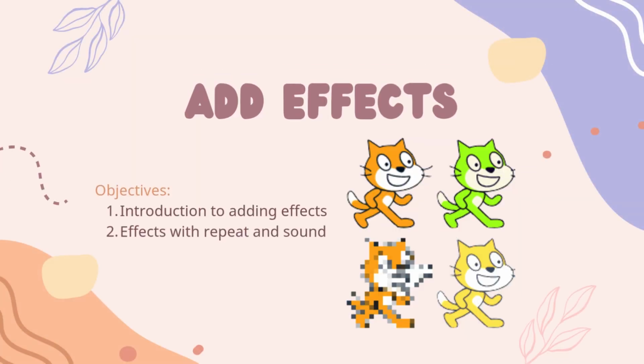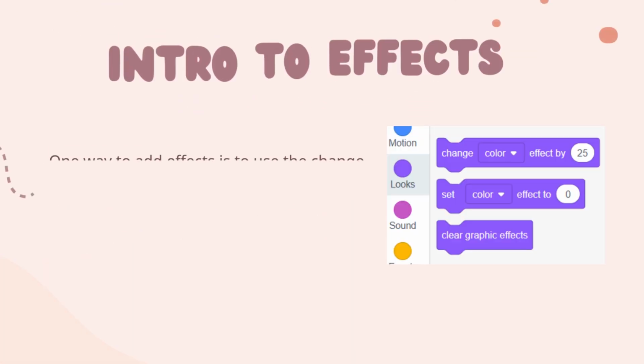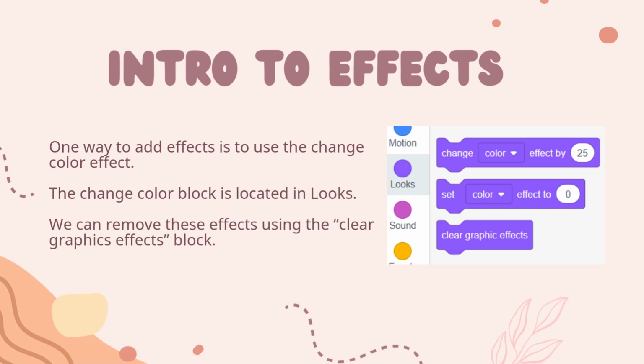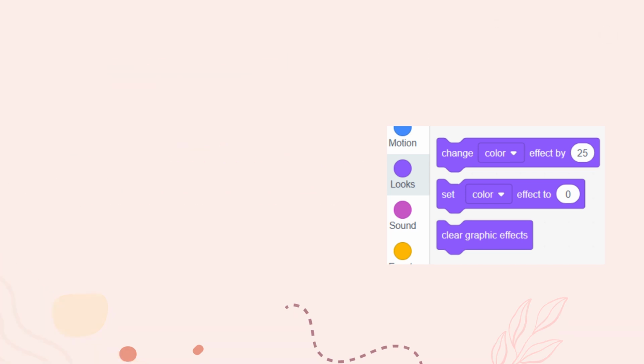Now, we're going to try an experiment with the effects of Scratch. In this, we will learn how to add effects, how to have them repeat or last longer, and how to add sounds to our effects. One way to add effects is to change colors. The Change Color block is located in Looks. We can change colors or set colors using these blocks. We can remove these effects using the Clear Graphics Effects block.